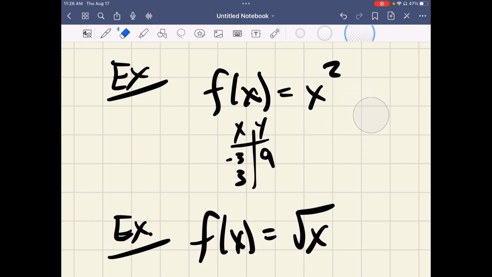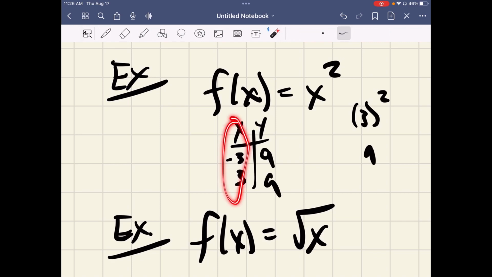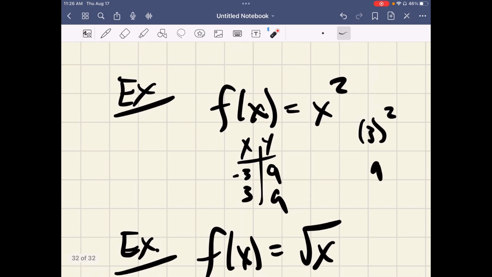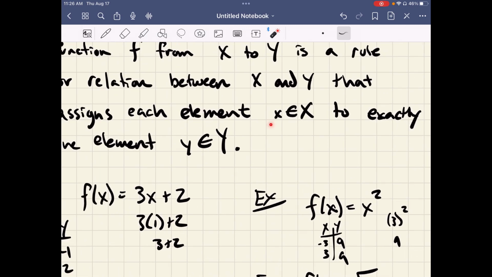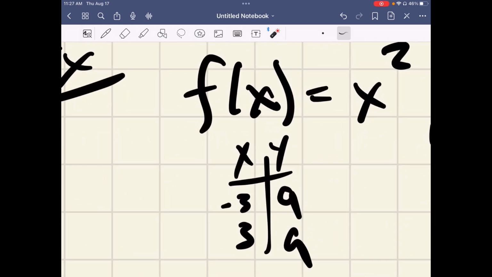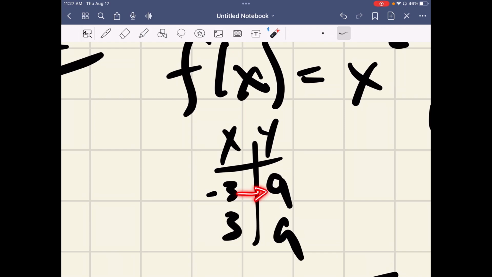Now let's do the other one, the +3. Let's plug that in. I have 3 squared, which would also be +9. So what we have here is, the x values are -3 and 3, totally different values, but I have the same exact y value. So this would be a function, because if we go back and look at the rule, it says every x can only map to exactly one y. So here in this column, I don't have any numbers that are the same. Here I do have the same numbers. So that -3 goes to 9, the +3 goes to 9. That's okay for a function.